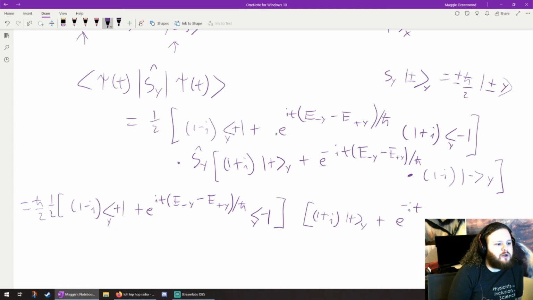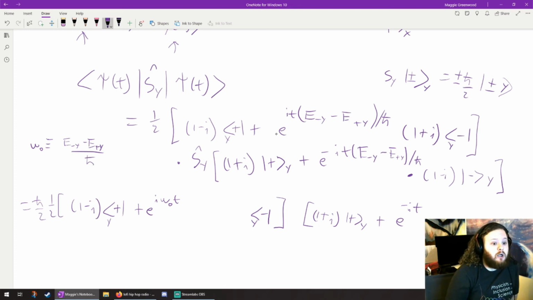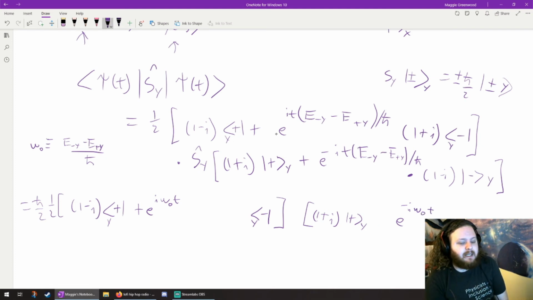And in fact, I'm going to call this energy difference over h bar omega. I'm going to say omega naught is defined to be E minus y minus E plus y over h bar, because I'm real tired of writing that. So it's e to the omega naught t, and it's actually a minus because that got left over from the action of SY on this state. Boy, that shortened that a lot. It's fine. 1 minus i minus Y.